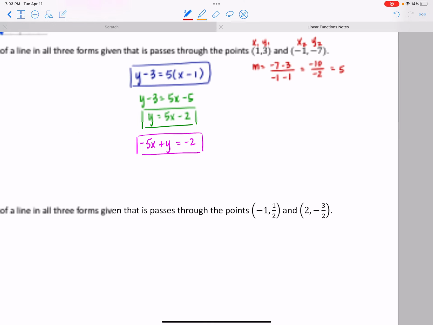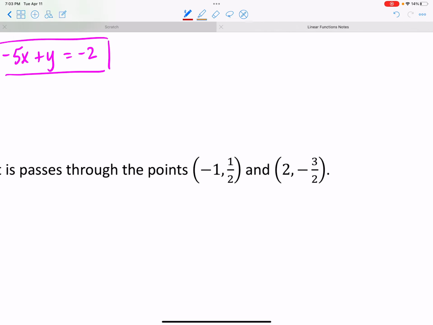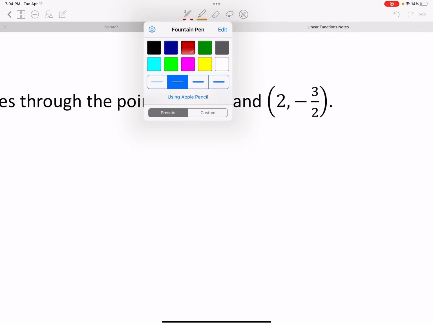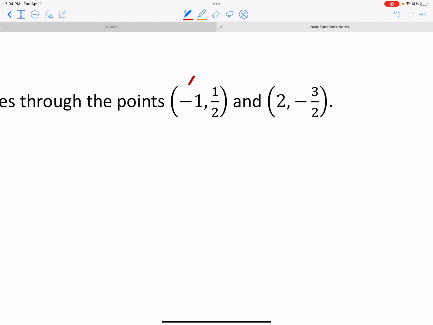I know that no matter what form I want to write, whether it's point slope or slope intercept, I need my slope first. So I'm going to call this x1, y1, x2, y2, and I'm going to calculate my slope. So y2 is a negative 3 over 2. I'm going to subtract y1, which is a negative 1/2. x2 is 2, and I'm going to subtract x1, which is a negative 1.